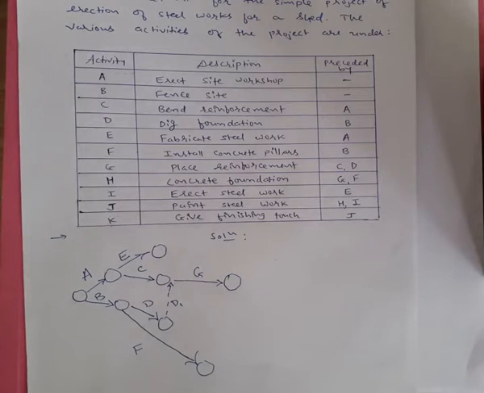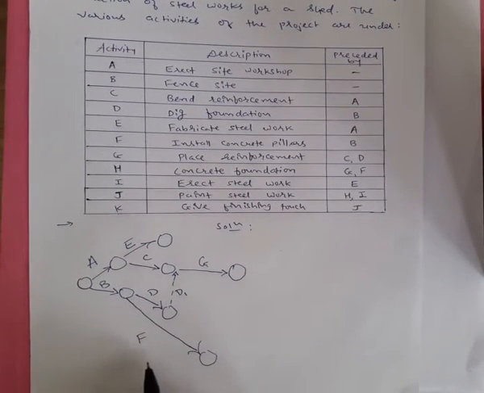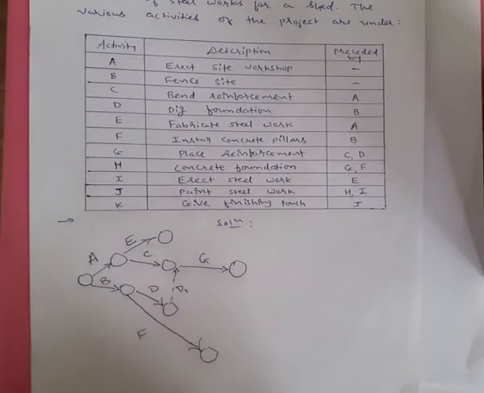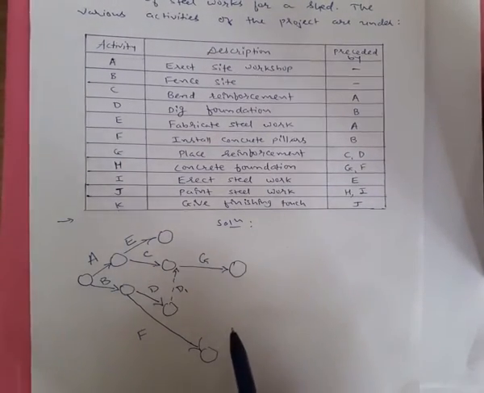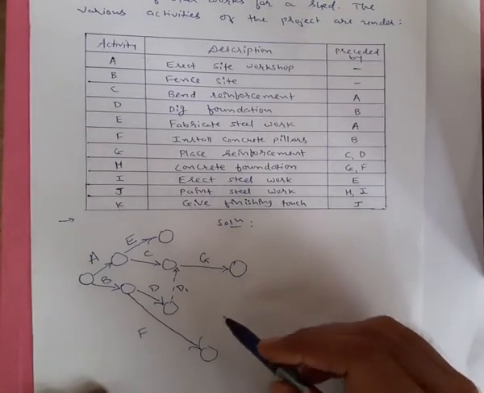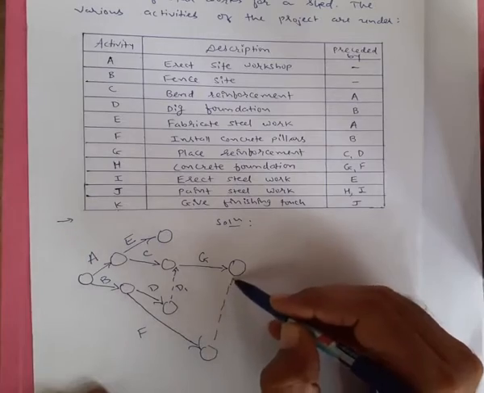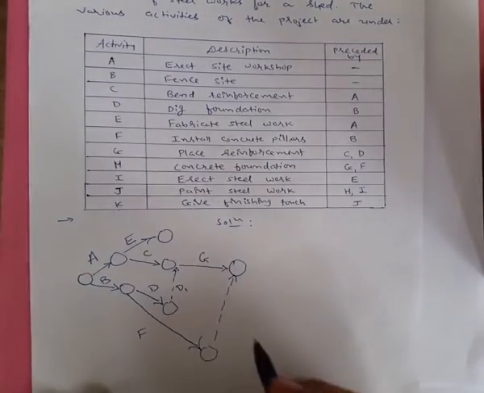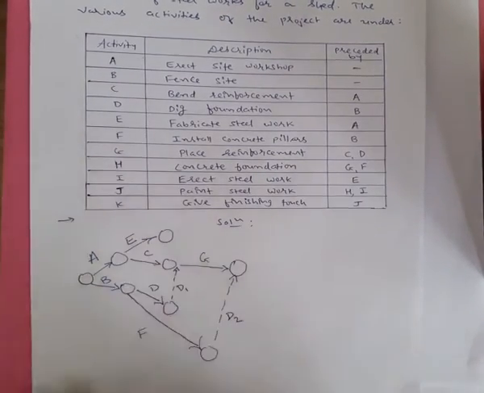for activity H, that again depends on the completion of activity G and F. So here you can see, here activity F is completed and here activity G is completed. So after the completion of G and F, activity H can be started. So what I will do now, I will again join these two activities with the help of a dummy activity that is shown by dotted lines, and I will name it dummy activity 2.